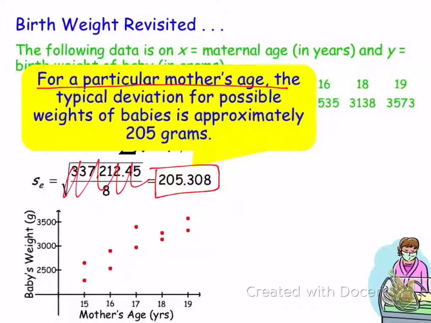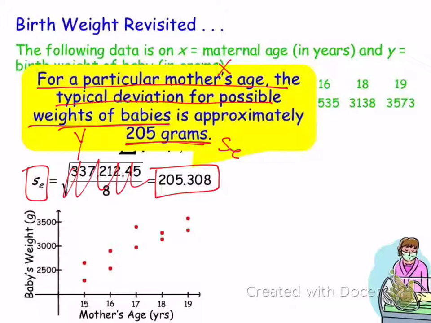So you might even want to add that into the interpretations at the bottom of that one page that we filled out, because this is a new one, standard deviation of the errors. For a particular x value, the typical deviation for possible y value is approximately, and then you put in your S sub E.